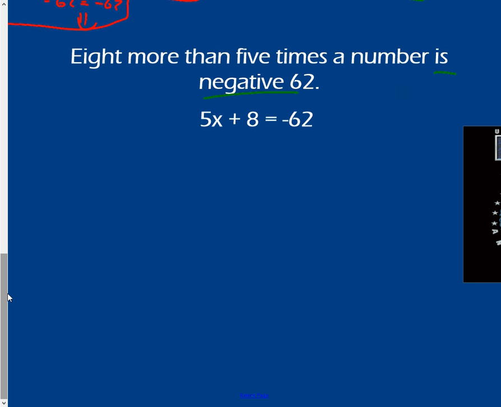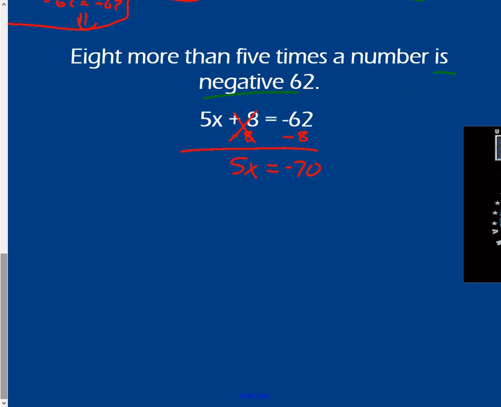So let's take our 2 steps. Get rid of what's not attached first. That's that plus 8, so we're going to do -8, inverse. We have to do it to the other side. Don't forget that. What's left over on the left side of the equal sign is this 5x. That's the only thing that's left over. And on the right side, that becomes -70.